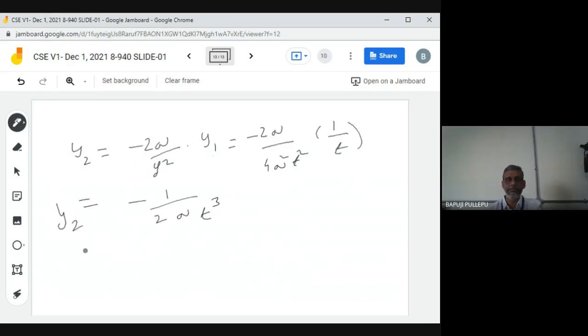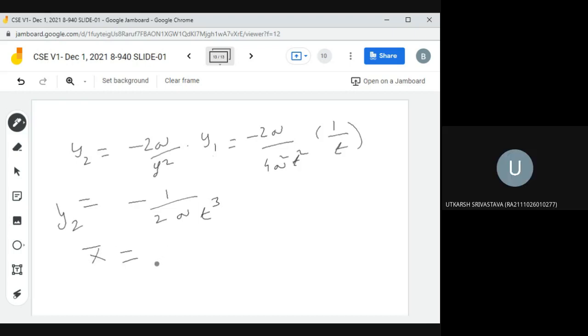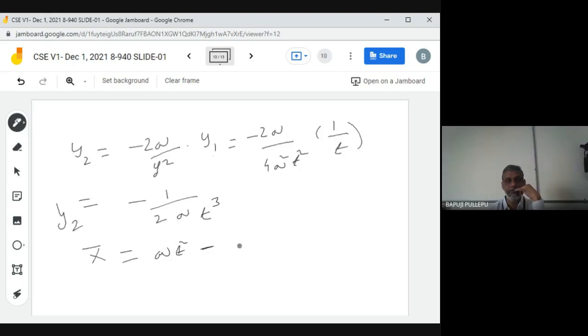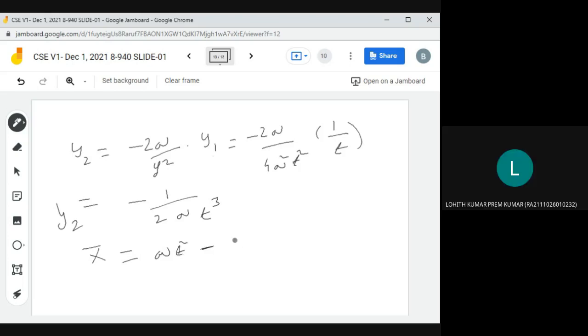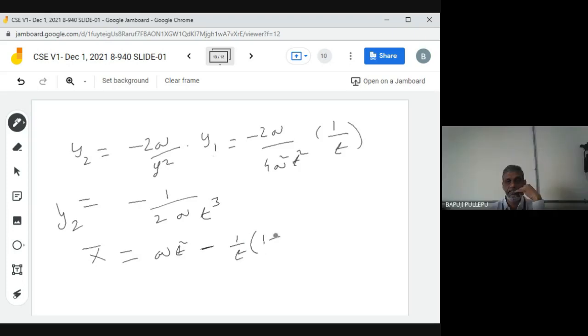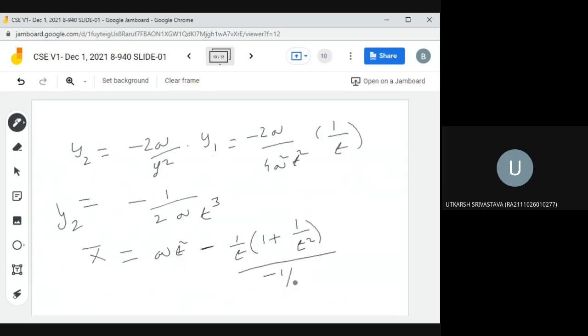Now tell me the x bar formula. What is x bar? X minus, who is my x? 3at squared, 2at squared minus y1. Who is my y1? 1 by t. 1 plus y1 squared, by minus 1, 2at cube.